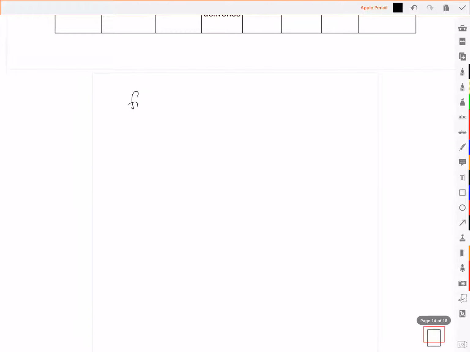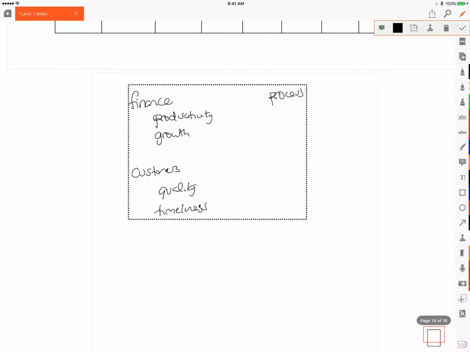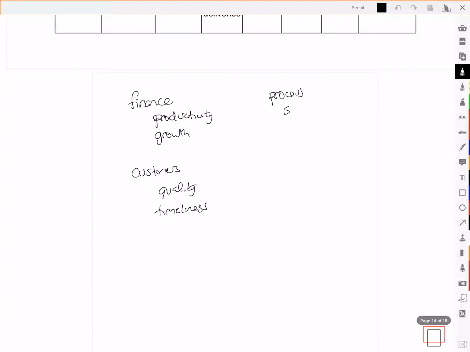So under finance, you may have strategies related to productivity, related to growth. You might have strategies related to your customers, in which case we're looking at quality and timeliness. You may have process related strategies. So we're looking at relationships with our suppliers. We're looking at the product and how it's made.